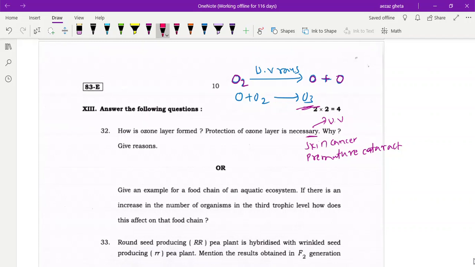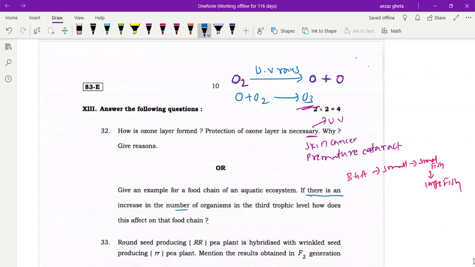Give an example of a food chain of an aquatic system. You can write blue-green algae, small insects, small fish, large fish. That's it. Is there an increase in the number of organisms in the third trophic level? As the trophic level increases, the number of organisms decreases. Remember this. Okay.